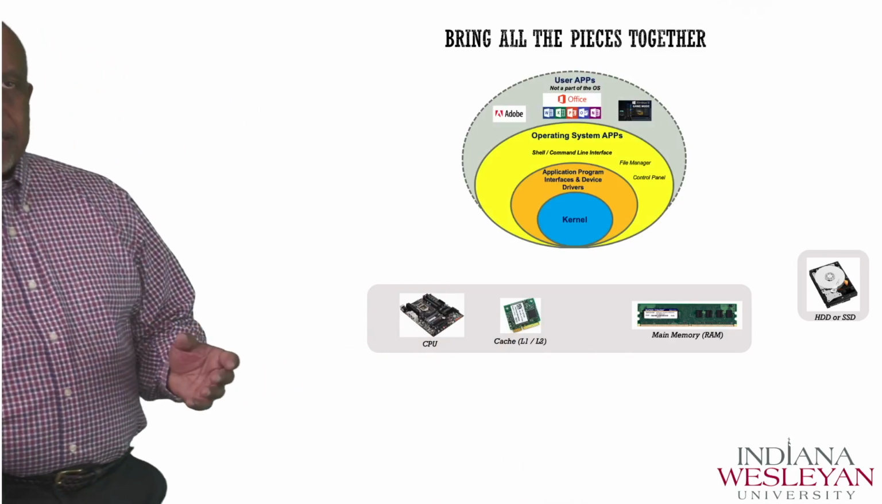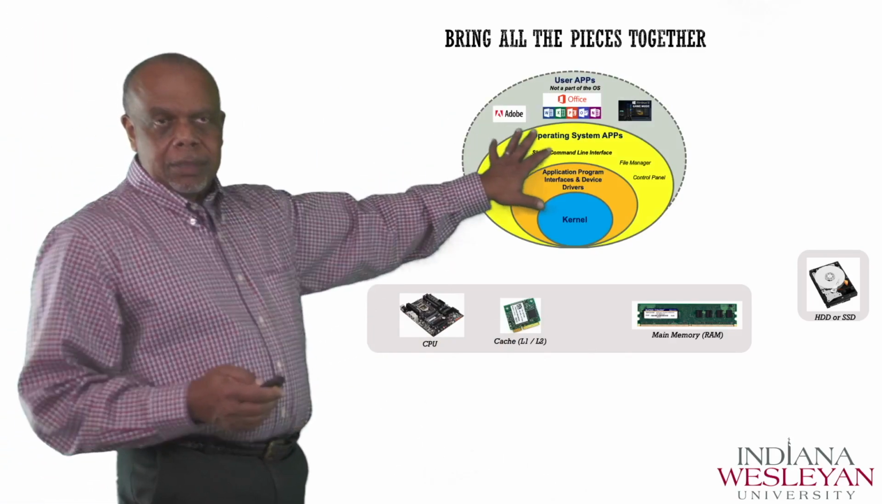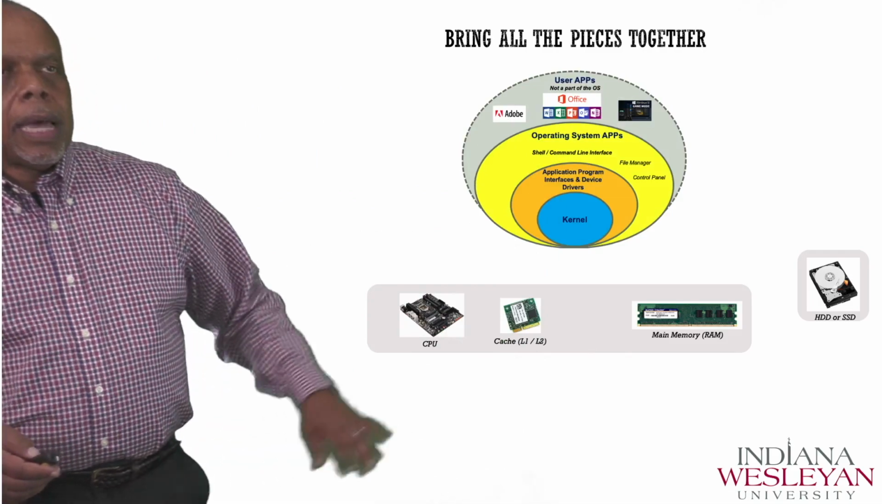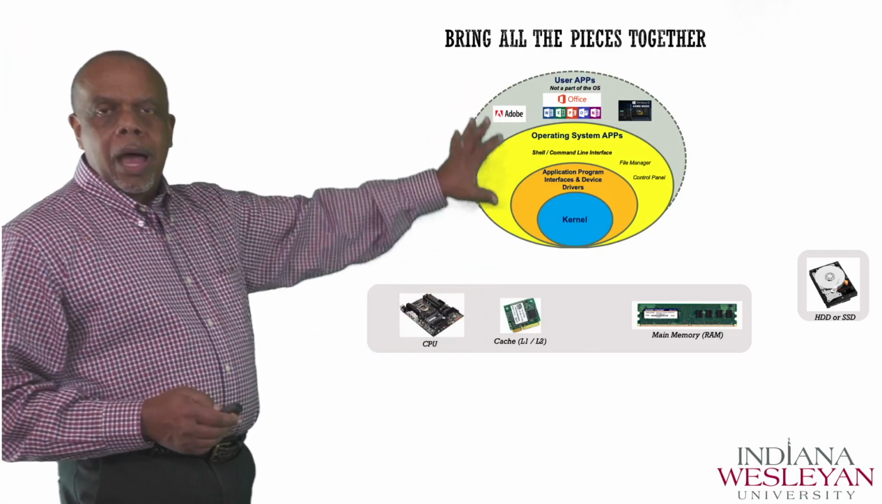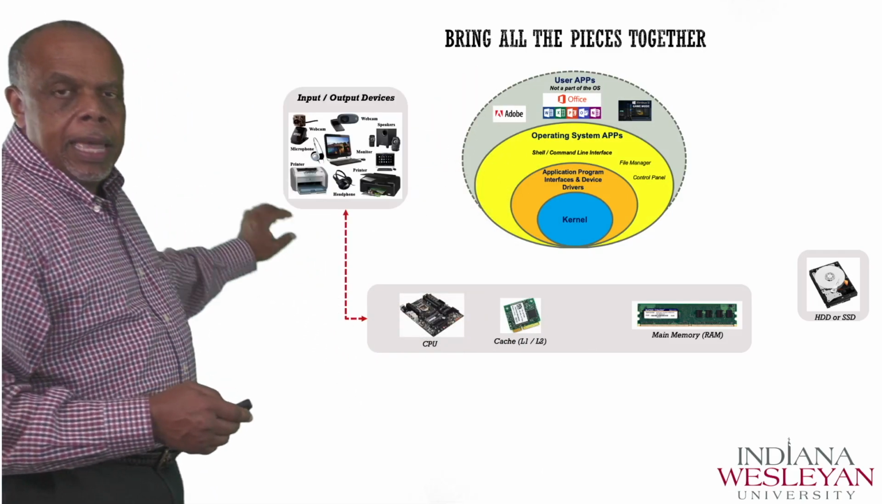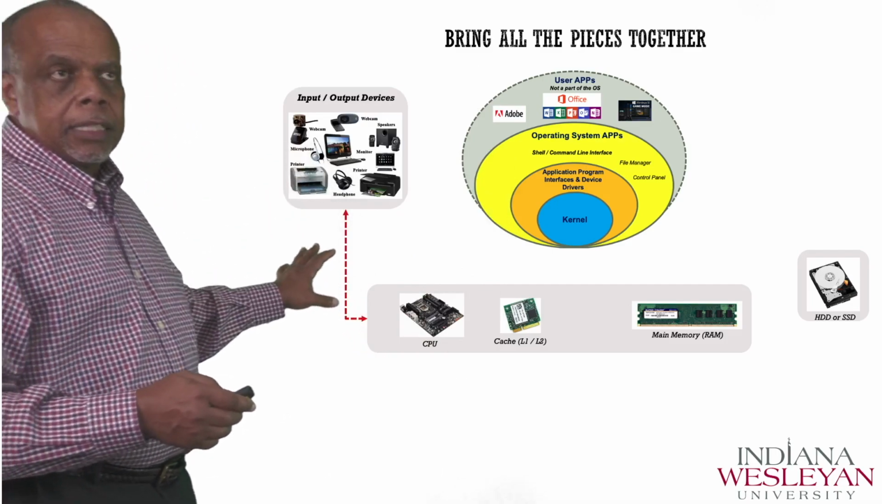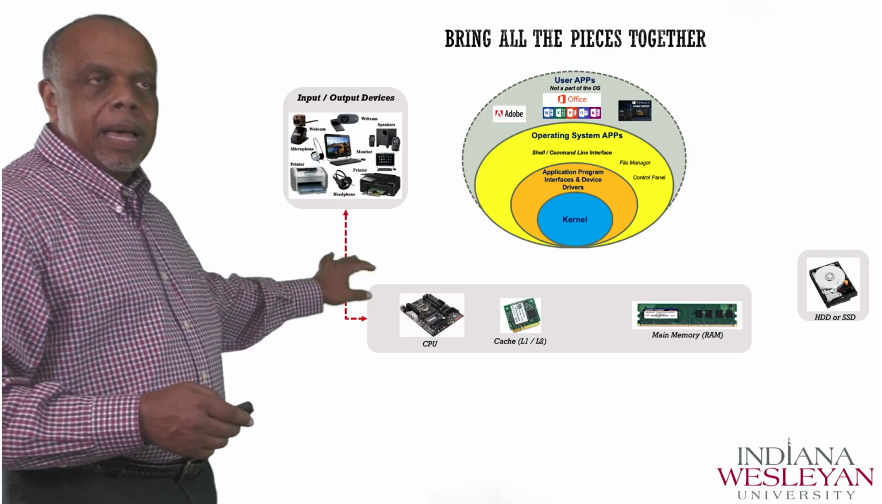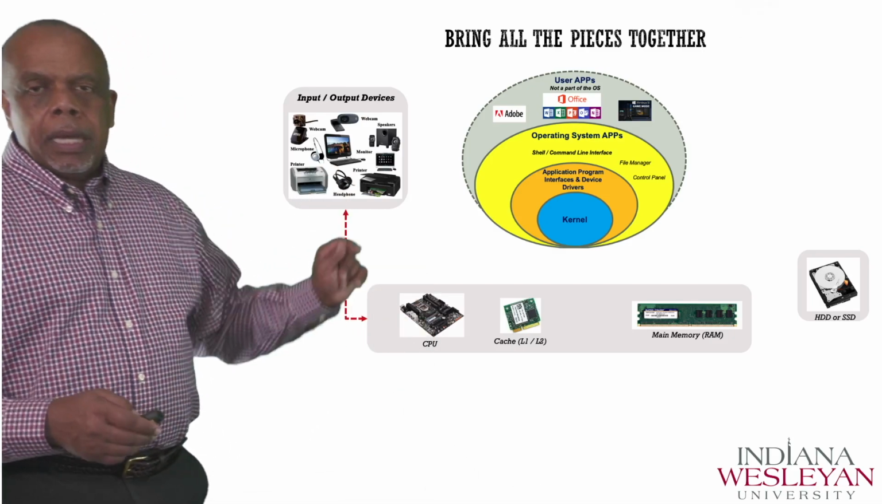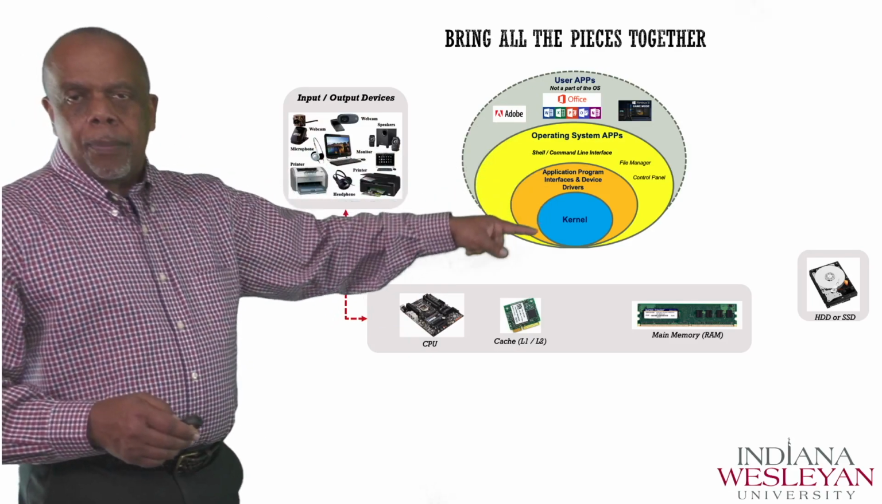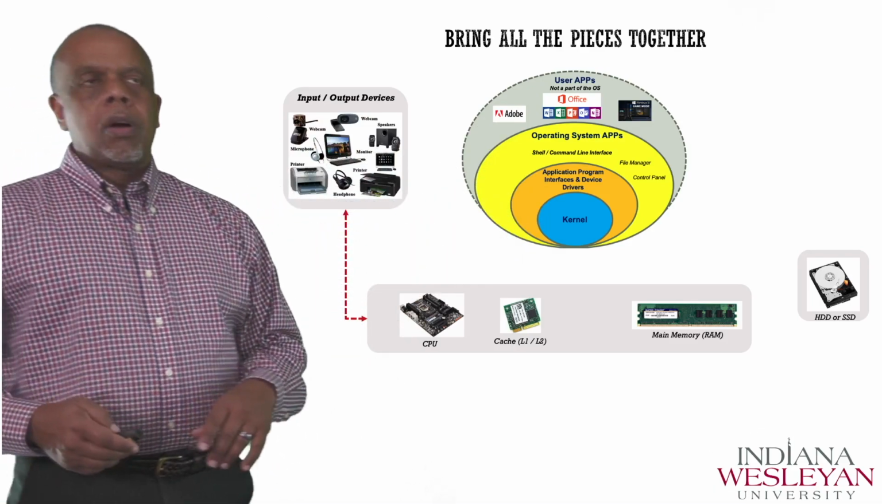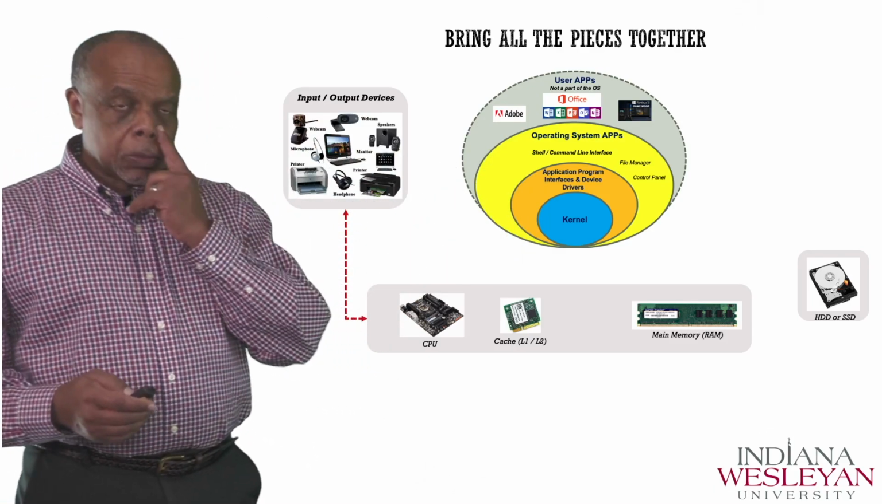Then on top of that, we have this operating system that we just talked about, right? So we've got hardware, we've got an operating system sitting on top of that, and now over here, we have our I/O devices, our input-output devices, whether it's keyboards, a mouse, printer, whatever it may be. This is how we're able, via the operating system, to talk to that hardware. So how do these pieces work together?